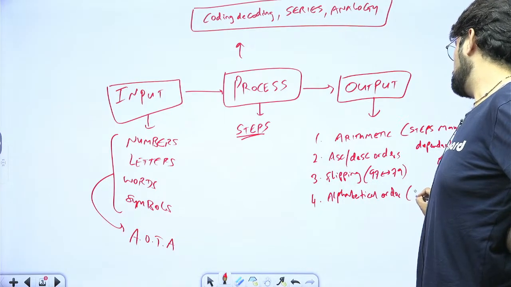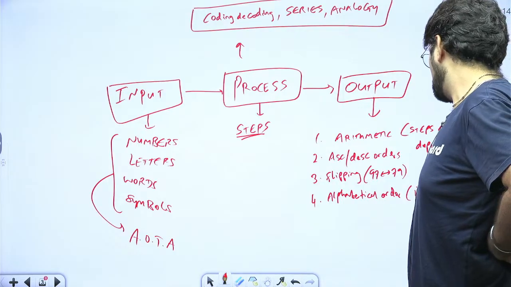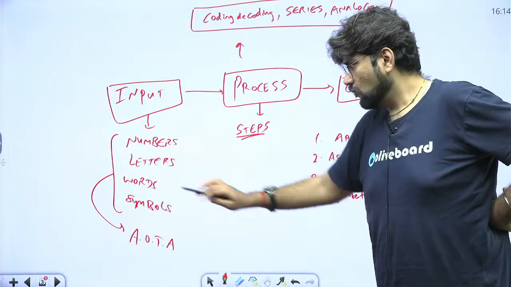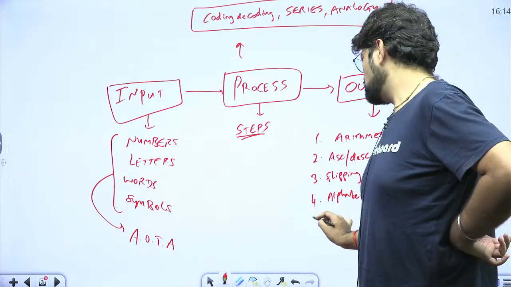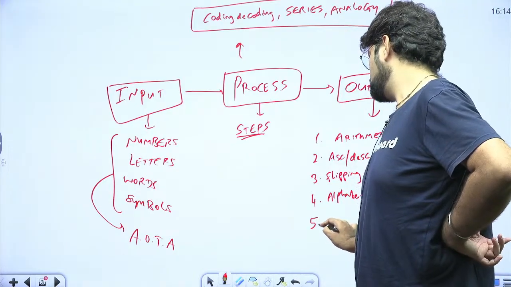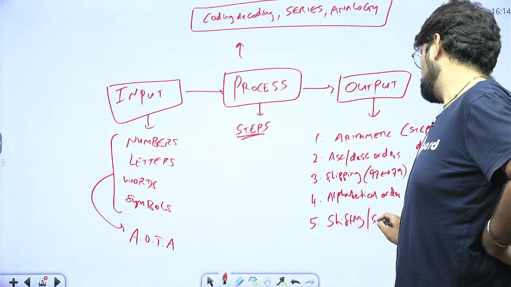And I can call it increasing or decreasing in both ways. And the same applies to words as well. Words also can be arranged in alphabetical order, increasing or decreasing. And symbols can also just be shifted. So you're basically just shifting or shuffling.